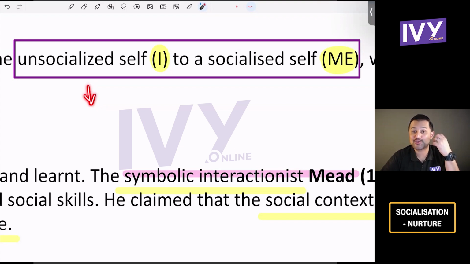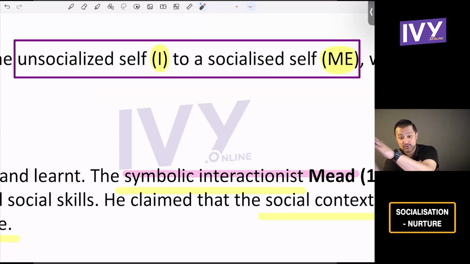So that is an unsocialized self. When we speak about this I and me theory, it's actually a transition, or you might as well use the word transformation, from an unsocialized self to a socialized self, right? So your I is when you lack socialization, from a point that you lack socialization to a point where you socialize. In other words, when you start taking the people around you under consideration.